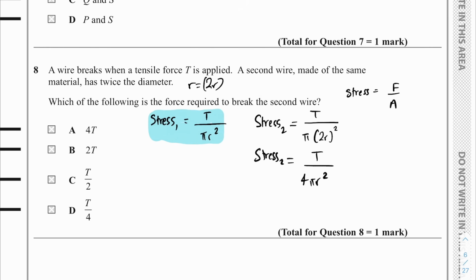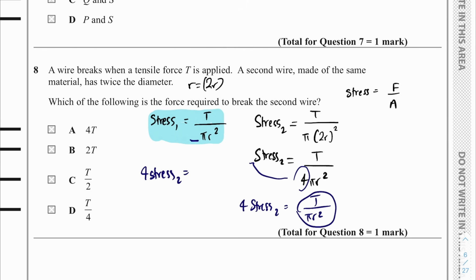So you can see that the difference between stress 1 and stress 2 is that this does not have a 4 here. So let's bring the 4 on top here. So we will get 4 stress 2 equals T over pi r squared. And we know this is stress 1. So 4 stress 2 equals stress 1. So what can we say about the force required to break the second wire? It's 4 times the first wire, isn't it? So we can say that 4T is required, right? So the answer has to be A.